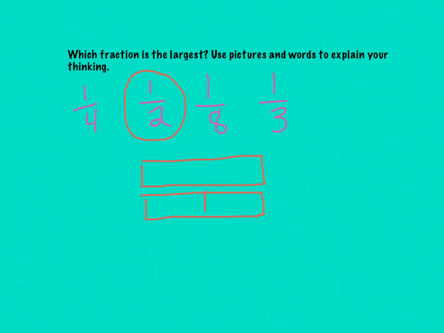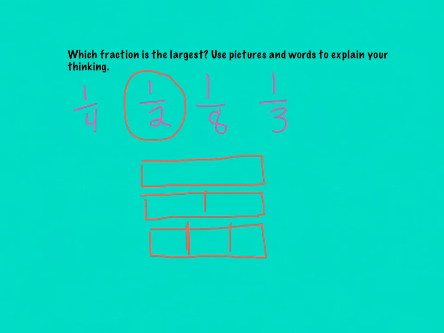Now let's do 1/3. So I'm going to take that paper again, but this time I have to divide it into 3 equal parts because our denominator is 3, which means we have to have 3 equal parts. So I'm going to do 1 part here, another part here, and then my last part at the end there. Okay, so now I have 3 equal parts.